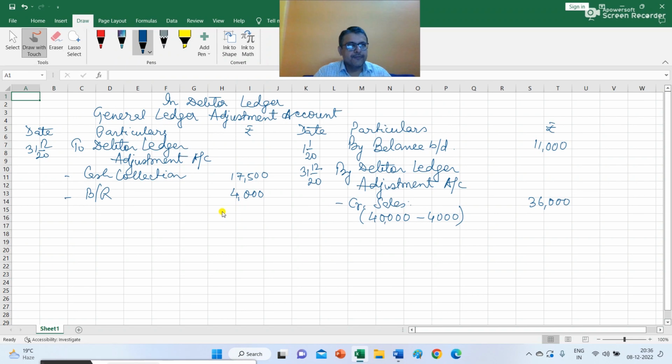Next is return from customers, that is sales return. So I write here sales return. Your journal entry is general ledger adjustment account debit to debtors ledger adjustment account, and the amount is 400 rupees. Next is bills endorsed. Bills endorsed means you are giving the bills to the creditor, and it has no place in the debtors ledger. So we are not going to record the amount of bills endorsed.